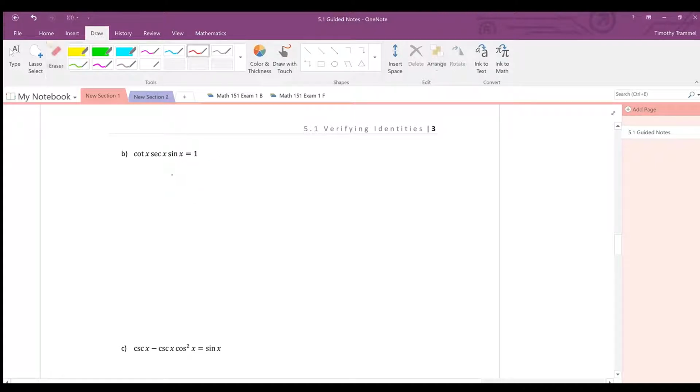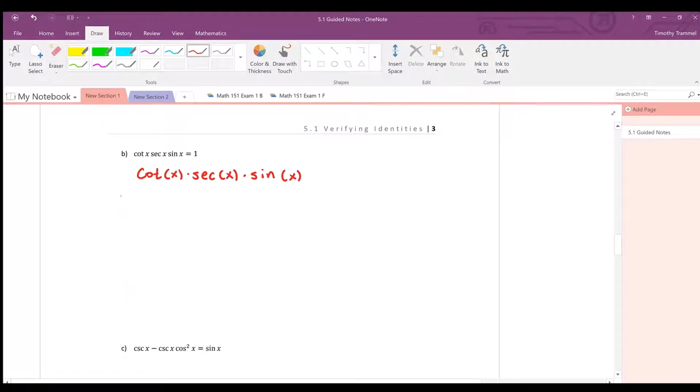One good place to start is any side you want to pick. As I mentioned, I prefer to pick the more complicated side because I'm used to simplifying. Simplifying things seems easier to me than trying to make some expression more complicated. And what we'd like is some string of equal signs, again, until we get to 1. That's what we want to happen.